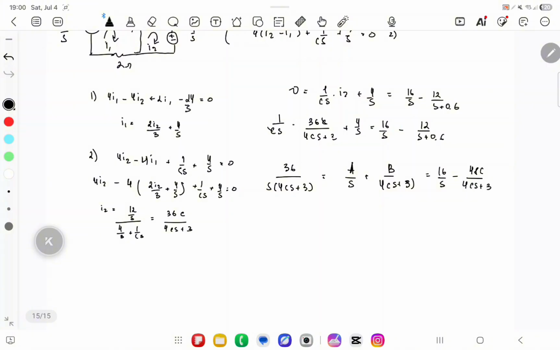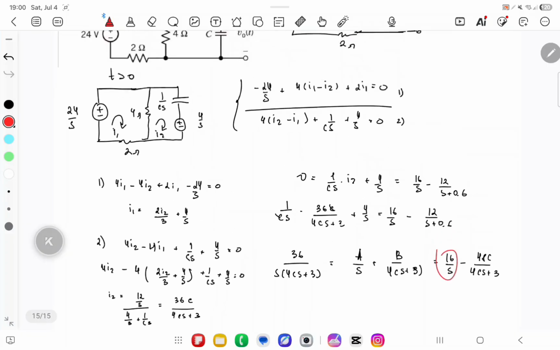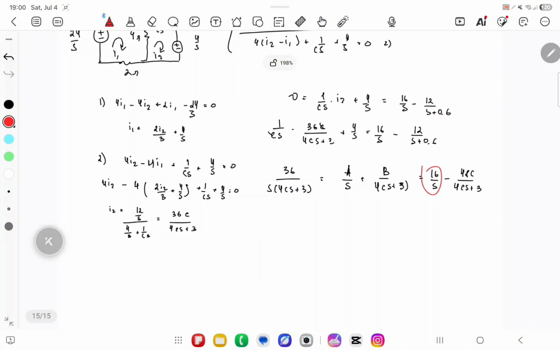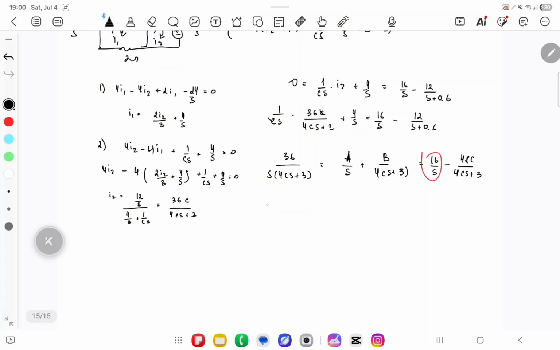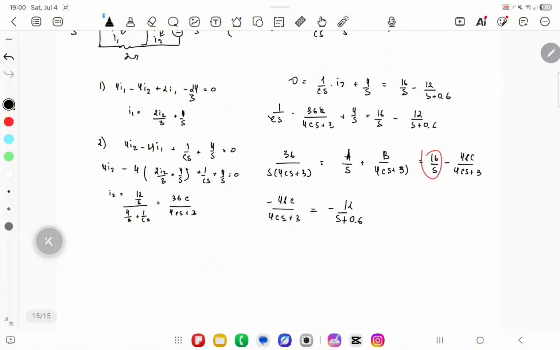Okay, and we can see that this thing is equal to this thing over here, which means that we are in the right direction. So all that is left is we have to solve this part and equate it to minus 12 over C plus 0.6 from the initial condition. Okay, and if you actually solve that, you will get that your capacitor value is equal to 1.25 farads.